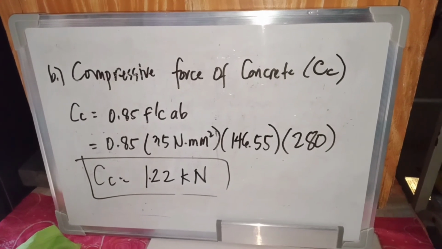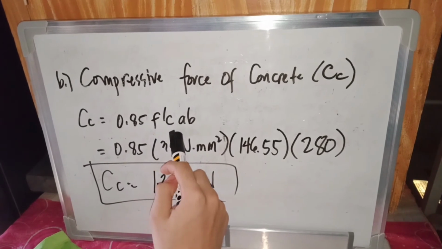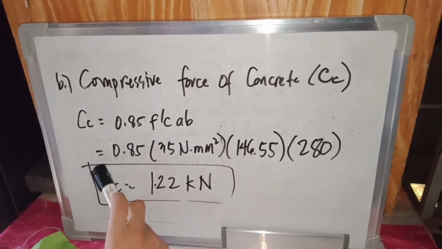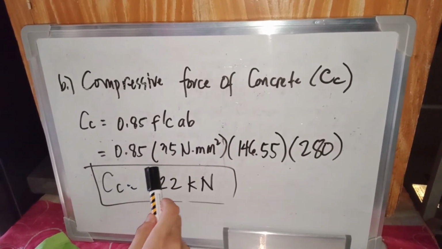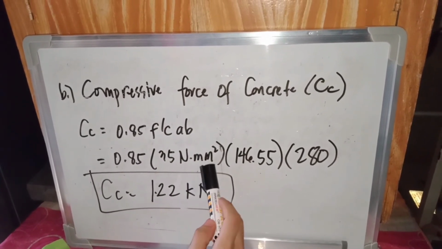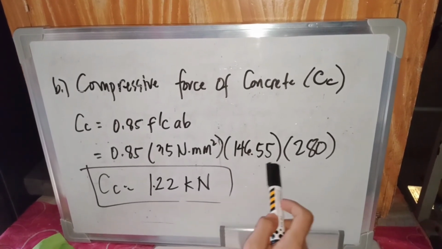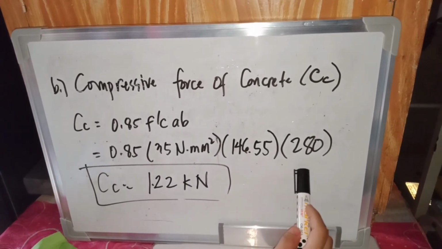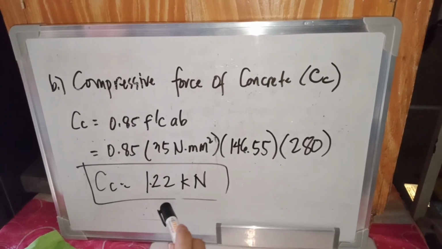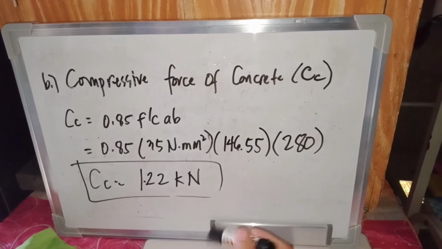Letter B is to determine the compressive force of concrete alone, denoted as C sub C. So C sub C is equal to 0.85 times f'c times a times b, which is equal to 0.85 times our f'c of 35 newton per millimeter squared times 146.55 times 280. So we can get a resulting value of 1.22 kilonewton.